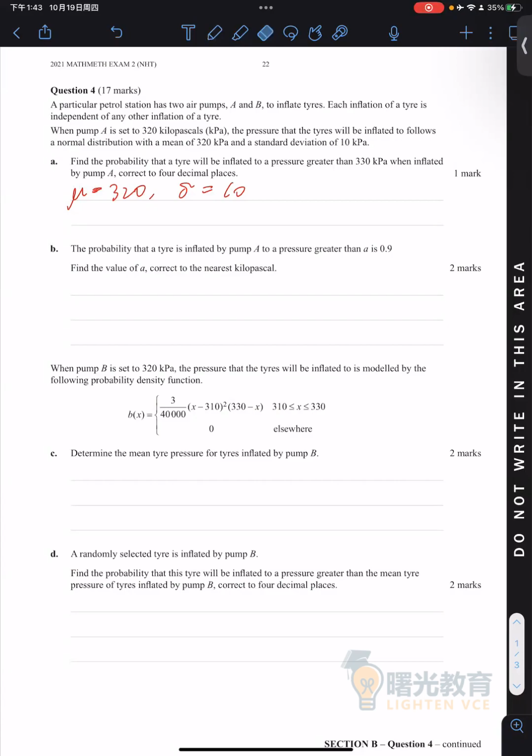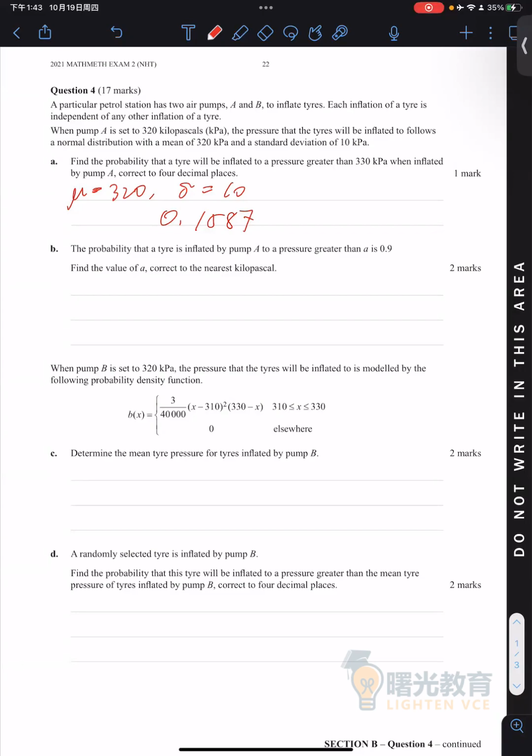But sometimes, occasionally, the question would ask for significant figures. So please distinguish them. The first question, very easy, 0.1587, all right?